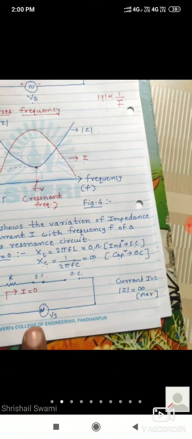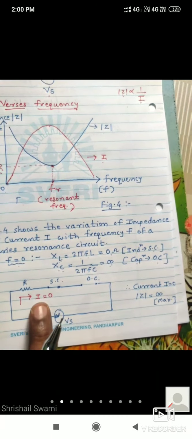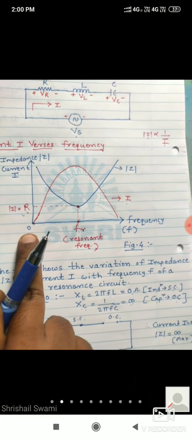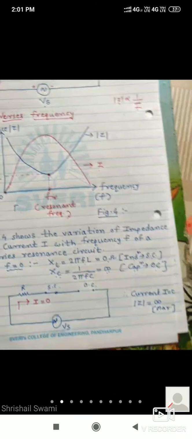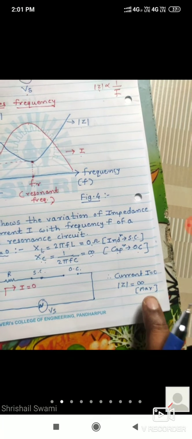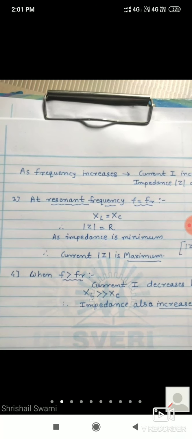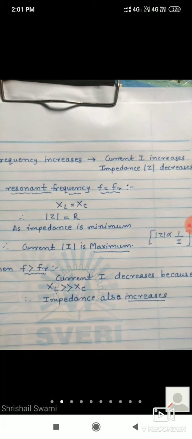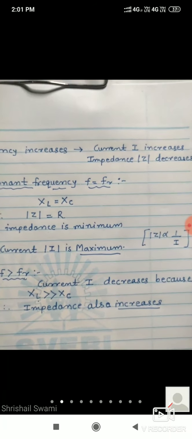Okay, so the circuit I have shown here, I have drawn the circuit here. As this is an open circuit, the current value is 0. So it is also shown in the graph here. At frequency 0 the current value is 0 and impedance is maximum. Okay, now next point, as we increase the frequency from 0 to fr, the current I increases. What will happen to the current? It will gradually increase, and impedance is going to decrease.